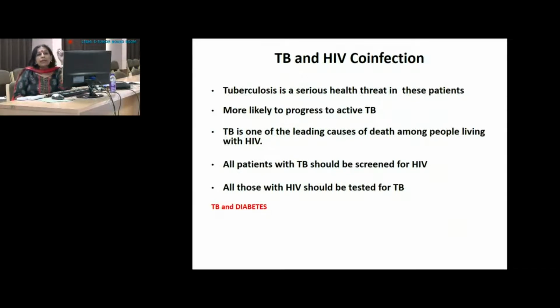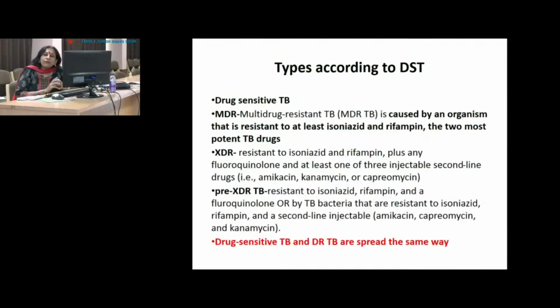Likewise, TB and diabetes also, if they come together, then the chance of progression from latent to active TB is more in a diabetic patient. Then there's one more way of classifying, which is according to the drug sensitivity testing. So there is drug sensitive TB and there is resistant TB. In the drug resistant TB, there is MDR, XDR and pre-XDR.